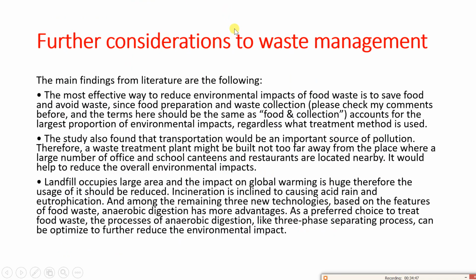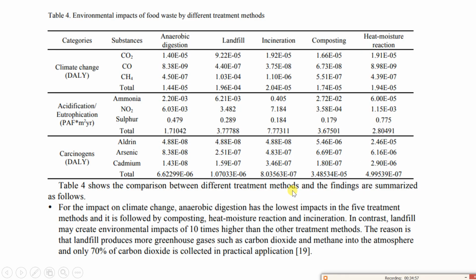So, further considerations to waste management. The main findings from the literature follow from that paper that we came to discuss. This is a published work in one of the environmental journals, where this table shows the comparison between different treatment methods and the findings, which are summarized in this table. For the impact on climate change, anaerobic digestion has the lowest impact of the five treatment methods, followed by composting, heat moisture reaction, and incineration.